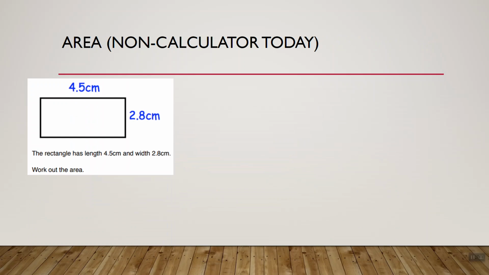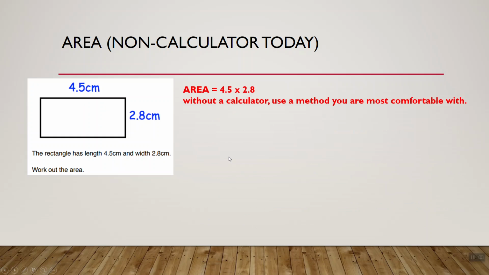Area. Okay, it's a non-calculator paper, so you need to be able to deal with not only remembering how to find an area, but sometimes dealing with some tricky numbers without a calculator. So the rectangle has length 4.5 centimeters and width 2.8 centimeters. So to find its area, all we need to do for a rectangle is multiply the length by the width. So we have to do 4.5 times 2.8.